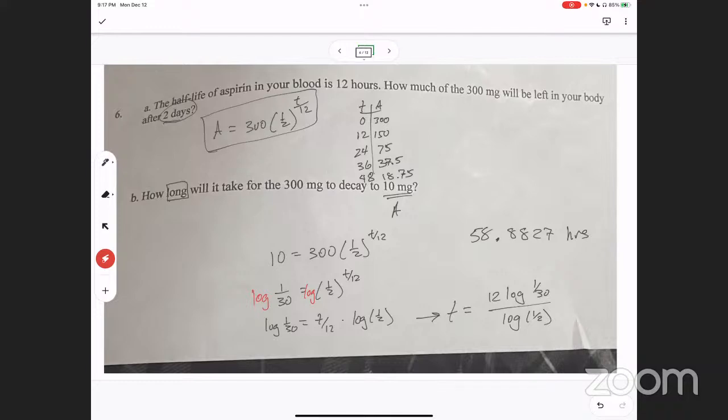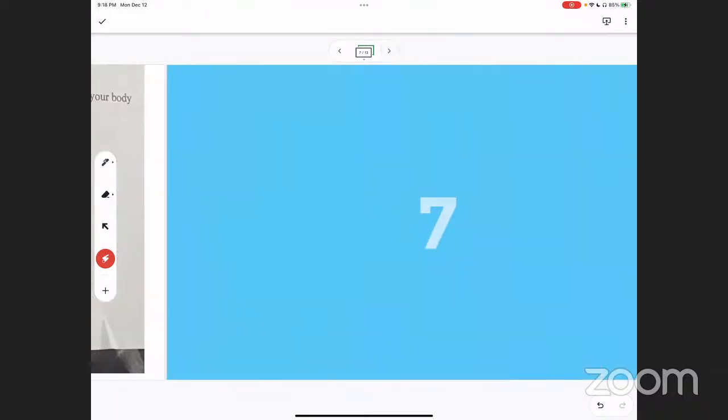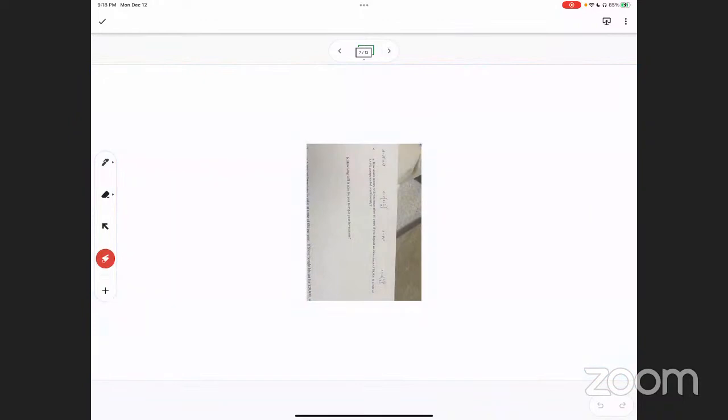So there's 60 minutes in an hour. So 0.8827 of an hour would be, you'd have to convert that. I don't feel like explaining that right now because they didn't ask you to do that.